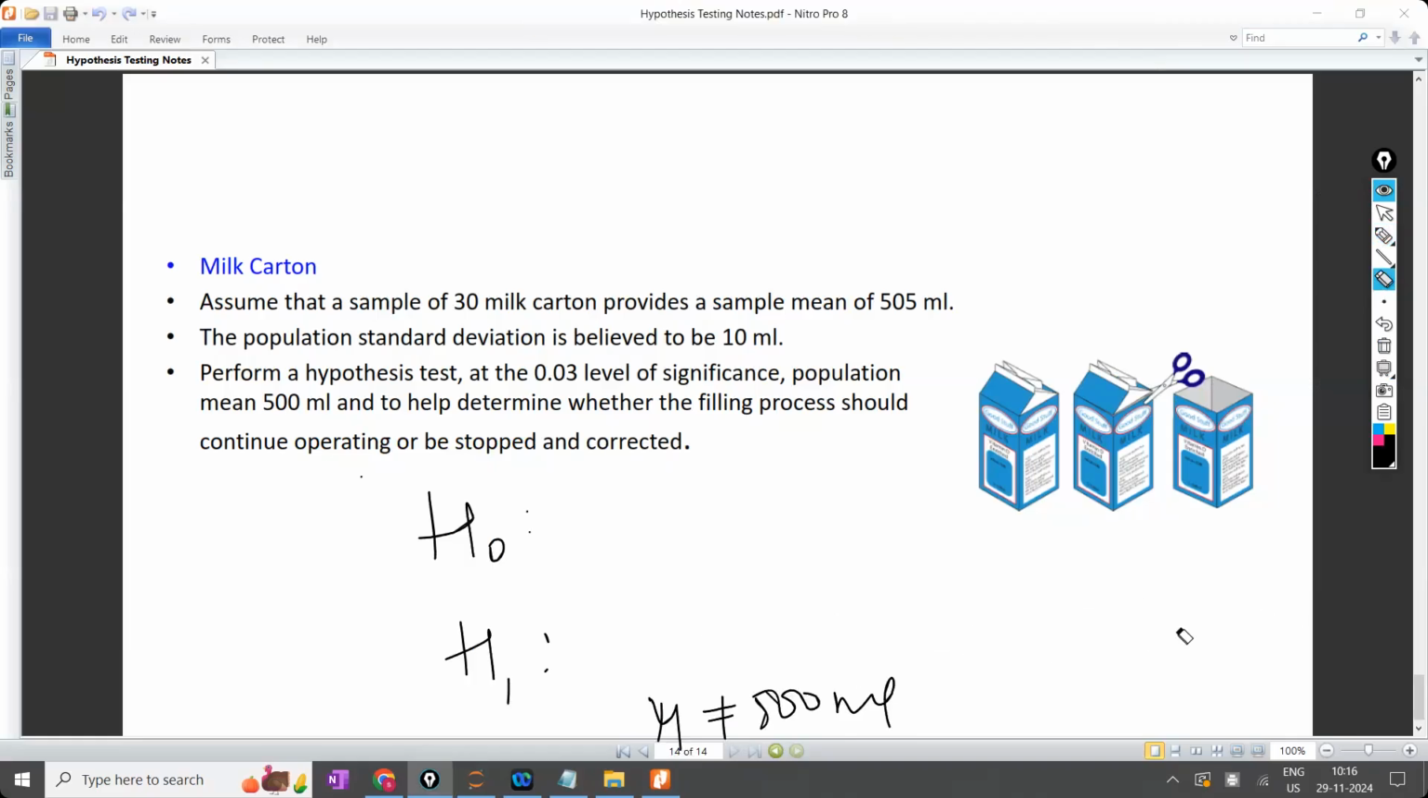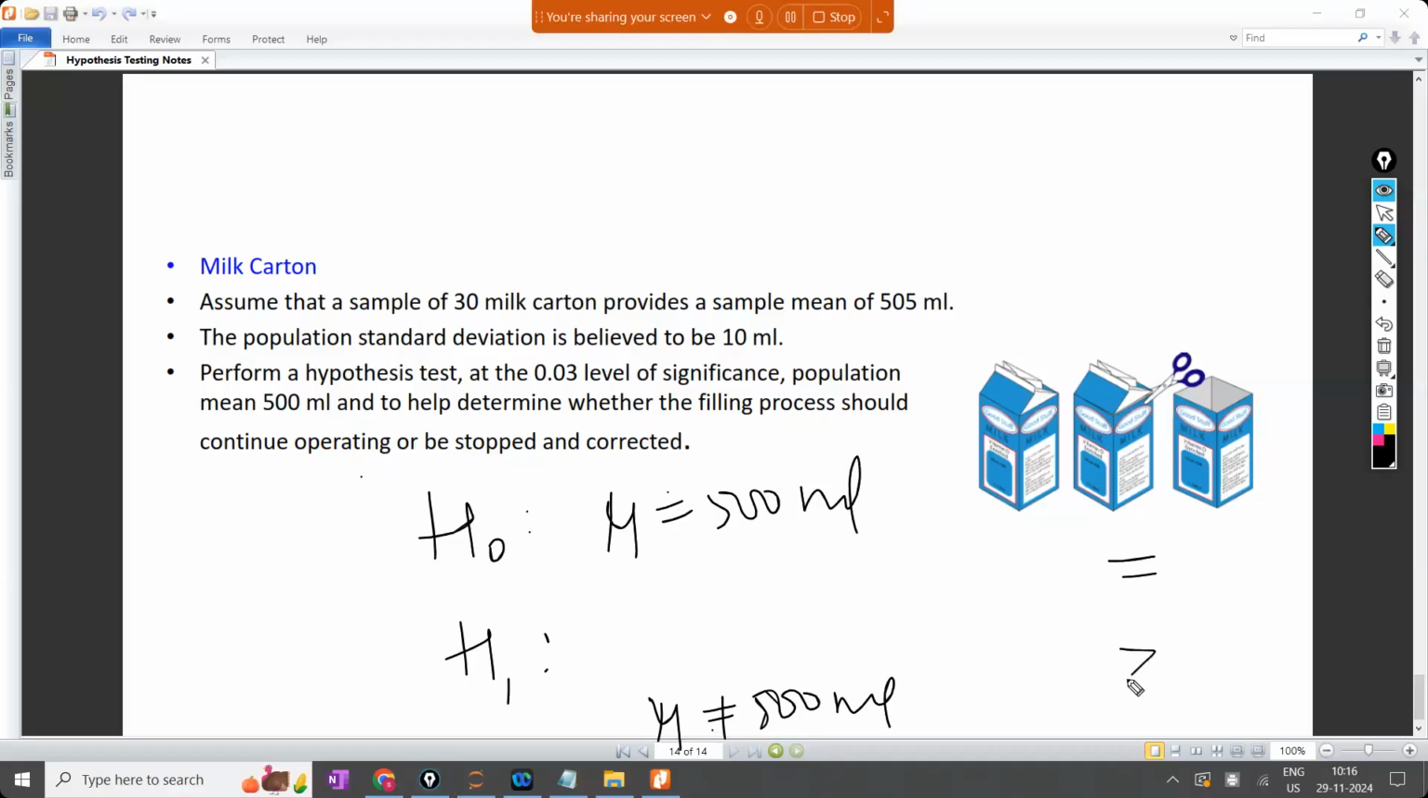For mu not equal to exactly 500 ml, we are going to take the action. If mu is exactly 500 ml, we will not take the action and will continue. Here, if the equal to symbol is there, then the other is not equal to automatically. Sir, is greater than or equal to possible? No, that possibility is not there. If the greater than symbol is there, then where will less than go?